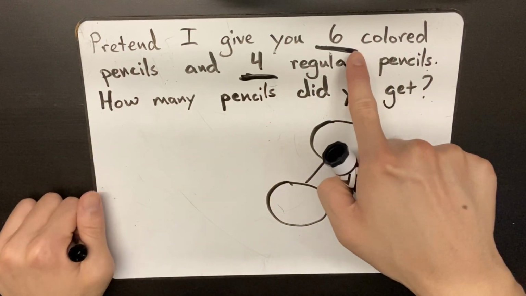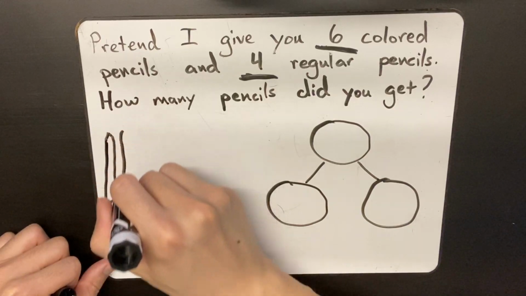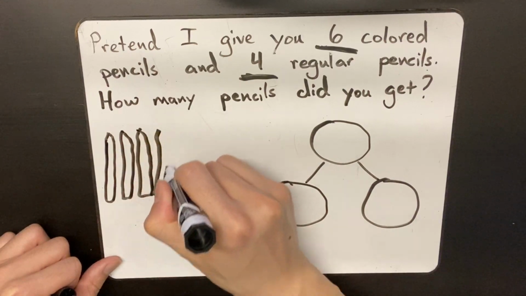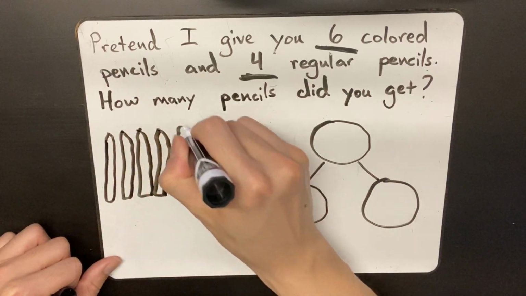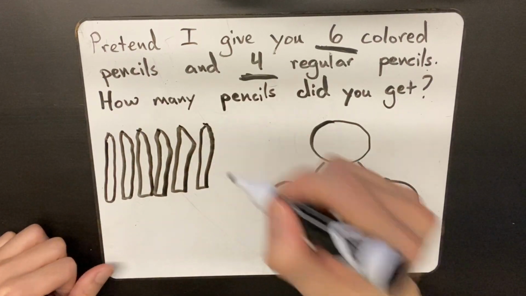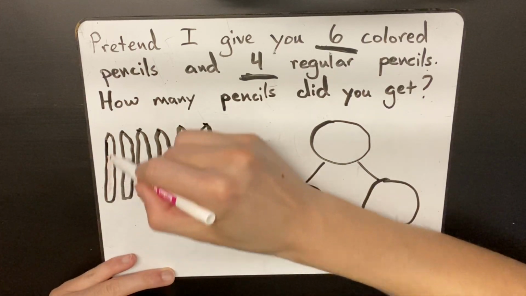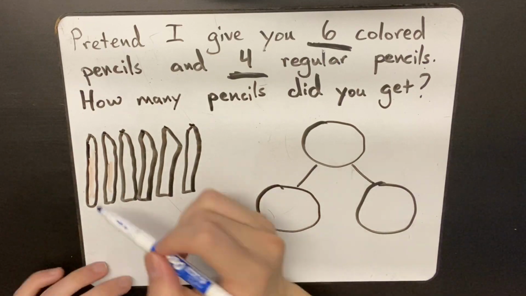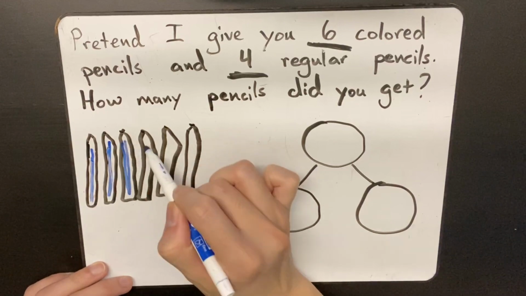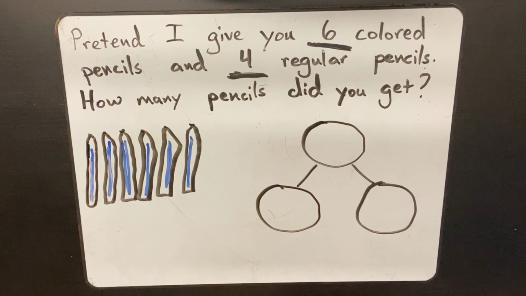So I'm going to first draw my 6 colored pencils. So I'm going to do 1, 2, 3, 4, 5. 1, 2, 3, 4, 5, 6. Okay, so here are my 6 colored pencils. I'm gonna make them a little bit colored so I know. Oh, that didn't work. Okay, my 6 colored pencils. There we go, that shows better. Here's my 6, 1, 2, 3, 4, 5, 6. Okay, I got my 6 colored pencils.